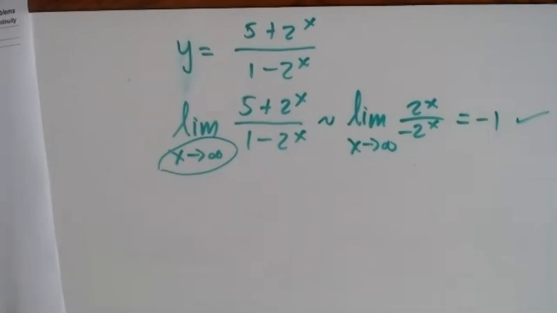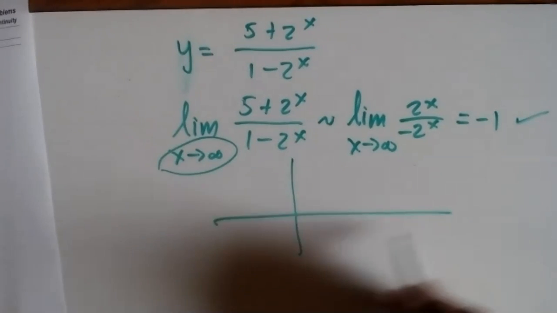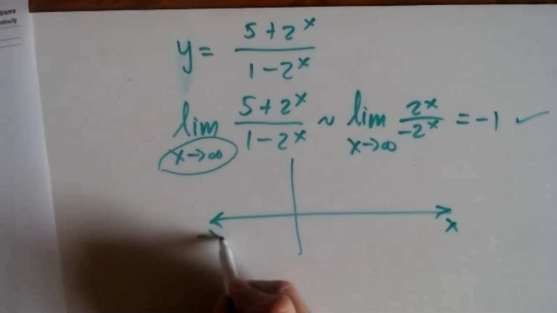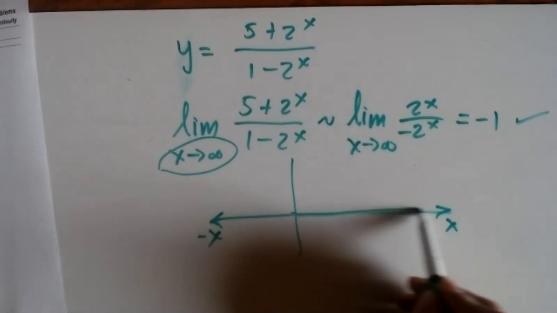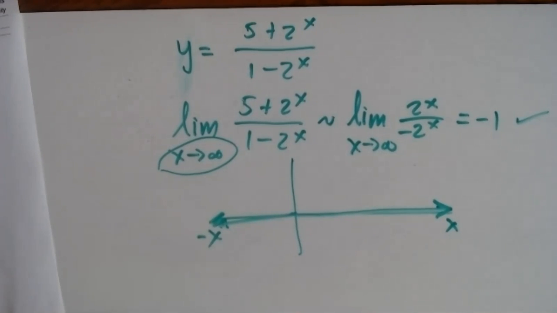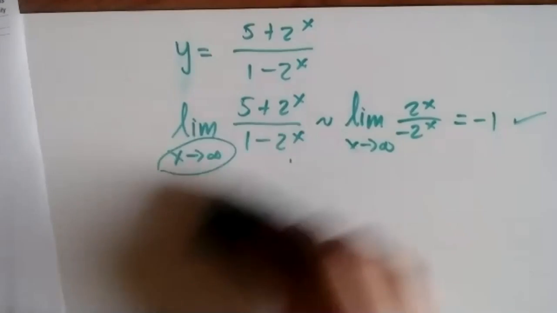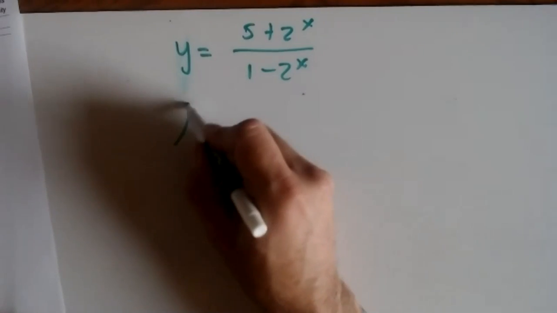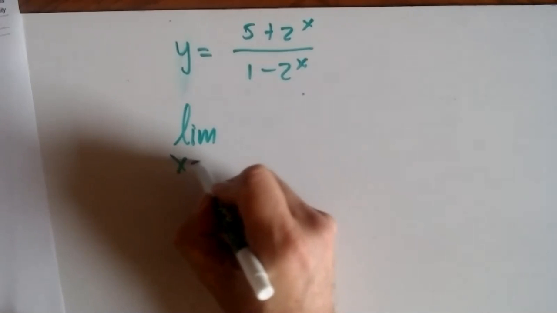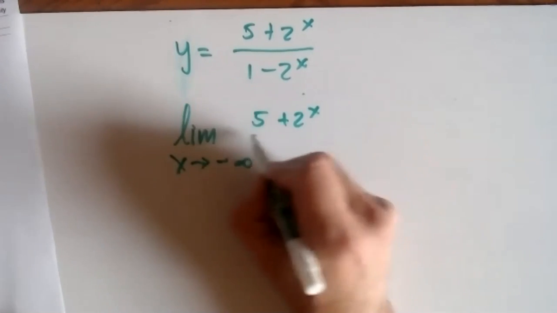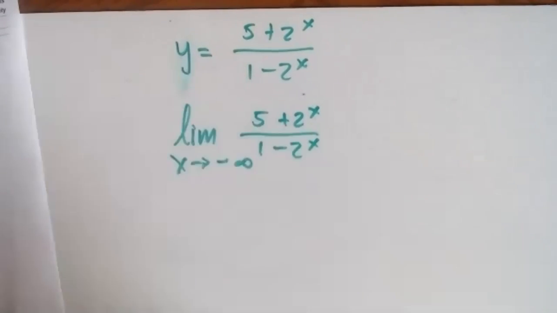Negative 1, correct? So when the x is very big and positive, this is negative 1, correct? Okay. But the problem is, remember, the x is positive and the x is also negative. So I have to take this in this direction. Now I have to take this in this direction. Correct? Okay. Now I have to take the other limit. It's the same expression, but now I have to take the limit at negative infinity of 5 plus 2 to the x over 1 minus 2 to the x.